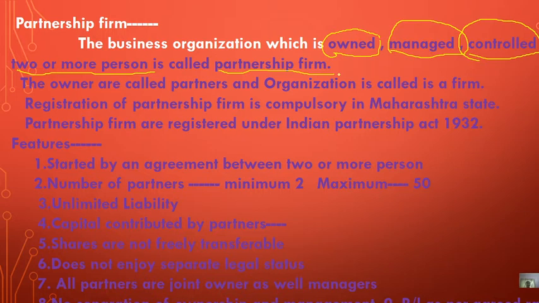Does not enjoy separate legal status. In a company business and in a cooperative society, the members and owners enjoy separate legal status apart from their institution or organization. But in the case of a partnership firm, partners do not enjoy separate legal status from the firm. It means partners are not separated from the partnership firm.